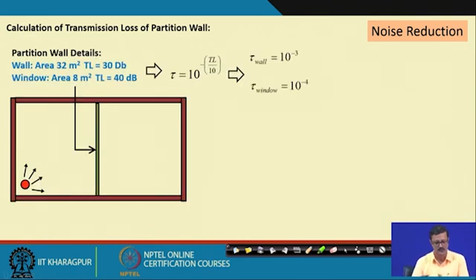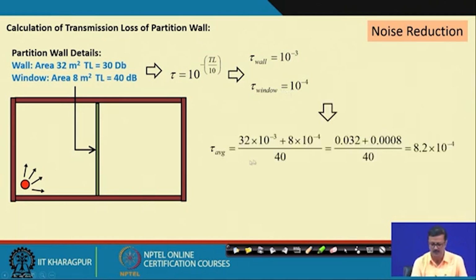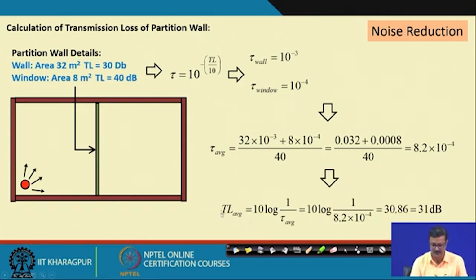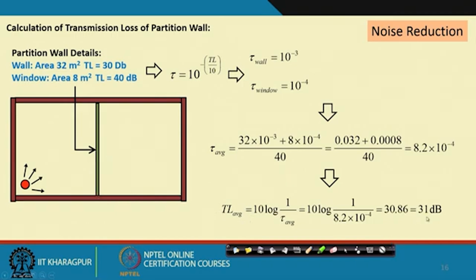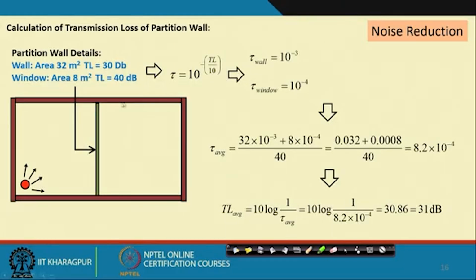So, as I did in the last lecture, I translate this TL to the taus of the wall and window. This 30 dB gives me 10 to the power minus 3, this 40 dB gives me 10 to the power minus 4, and I calculated the average based on the individual areas and the total area. Finally, the average TL of this partition wall was found to be almost 31 dB. Now, this is the TL of the wall, but that is not the total sound reduction. So, you have to find out the sound environment in this receiving room and the total absorption also.